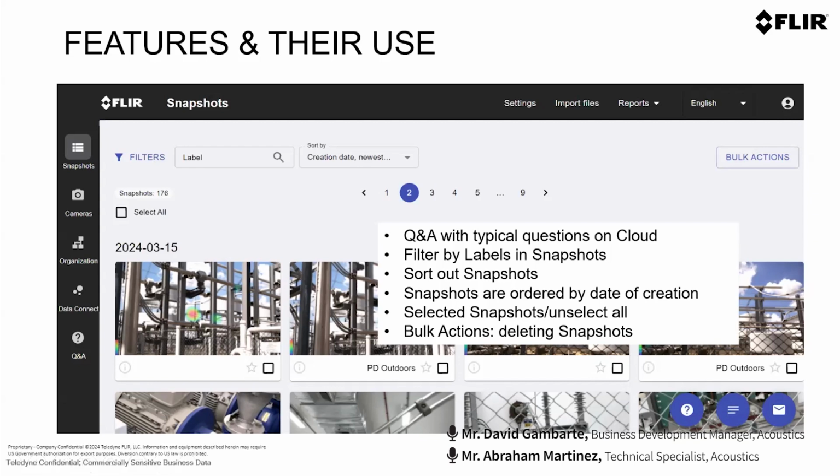And then you can select all or deselect all, but you can also select them individually. And then here in the right side, we have these bulk actions, as you can see. This is basically for deleting snapshots. If you want to delete a snapshot, sometimes, and this is actually a best recommendation for us.